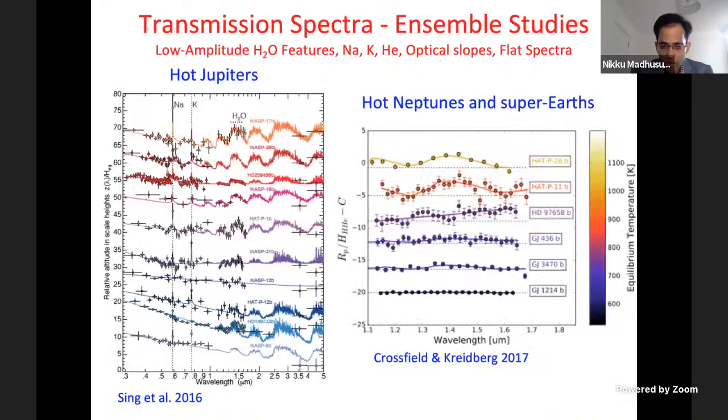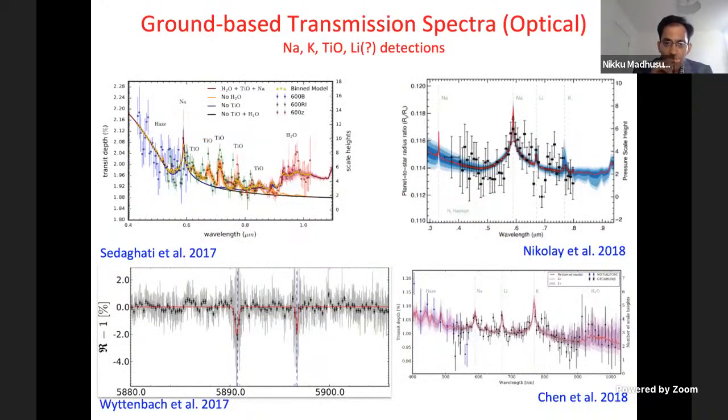But I also want to say a few words about ground-based observations. All these spectra have been obtained with 4 to 8 meter class telescopes from the ground. Today getting sodium detections like this is pretty routine again, with 4 meter class telescopes and also with 8 meter class. This was with the VLT. This was with the HARPS spectrograph. This is also with an 8 meter class telescope, and so on. The sodium detections are pretty secure.